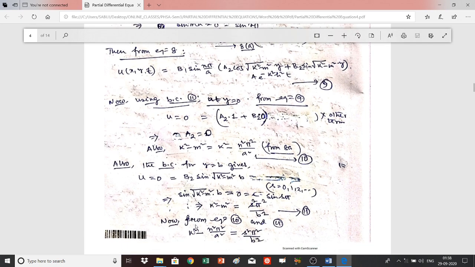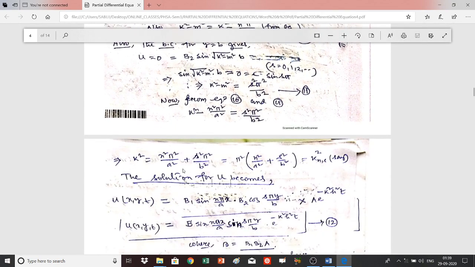So from this relation you can also write k square minus m square is equal to s square pi square by b square. So this is another relation. This is equation number 10, and this is equation number 11. See here that the left hand sides are the same. If you compare these two equations, you can easily write that k square minus n square pi square by a square is equal to s square pi square by b square. So from here k square can be written as n square pi square by a square plus s square pi square by b square, that is equal to pi square into n square by a square plus s square by b square, and you write this as k n s square.